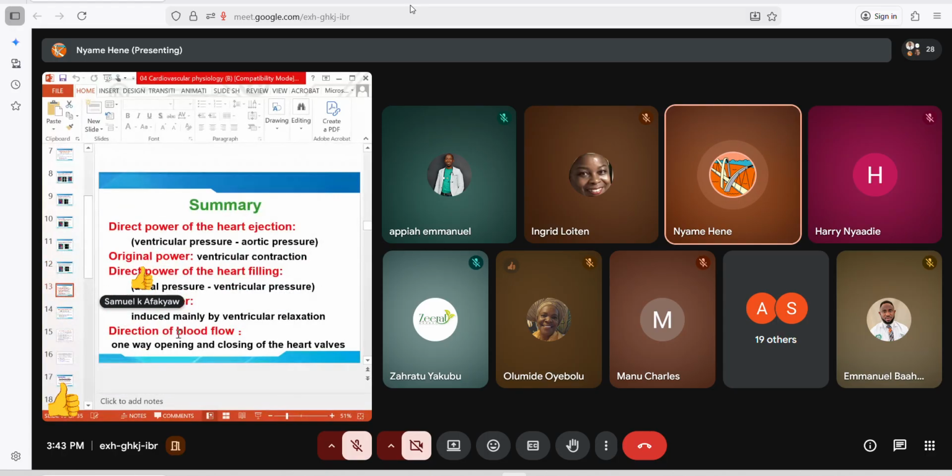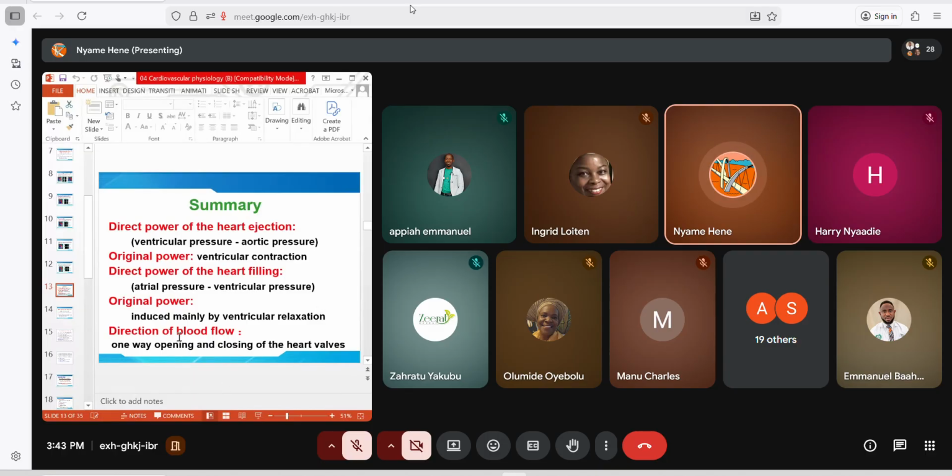I'm going to teach a very important slide today. The direction of blood flow, one-way opening and closing of the heart valves. The original power of the heart filling is mainly by ventricular relaxing. When there is ejection, there is ventricular contraction. That is the original power. When filling up, the ventricles will relax. They are relaxing because they are now filling up.